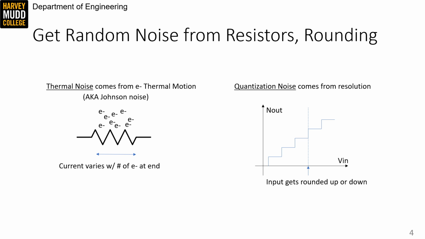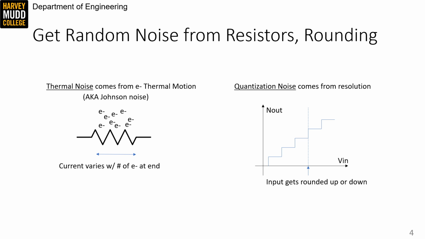Thermal noise and quantization noise are the two sources of noise that I mentioned on the last slide, and they're the only two noise sources that we're going to consider in this class. Thermal noise comes from random motions of electrons in a resistor. If they all happen to move in the same direction, then we get a current. And that current interacts with resistance by creating a small noise voltage. This is sometimes called Johnson noise after one of the early derivations of its existence.